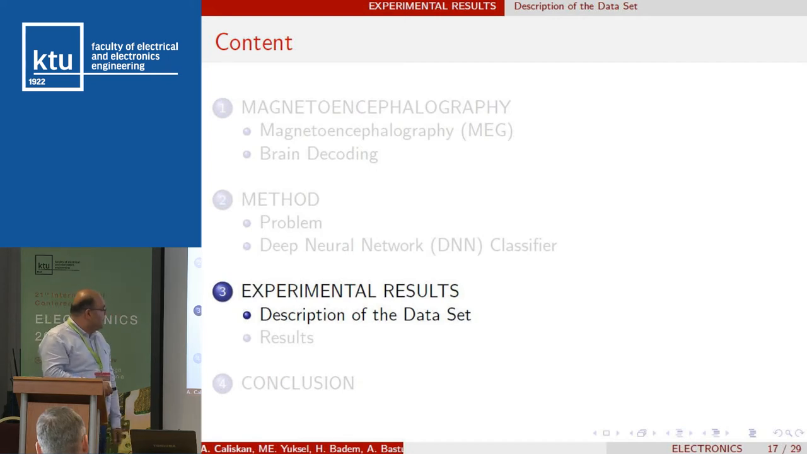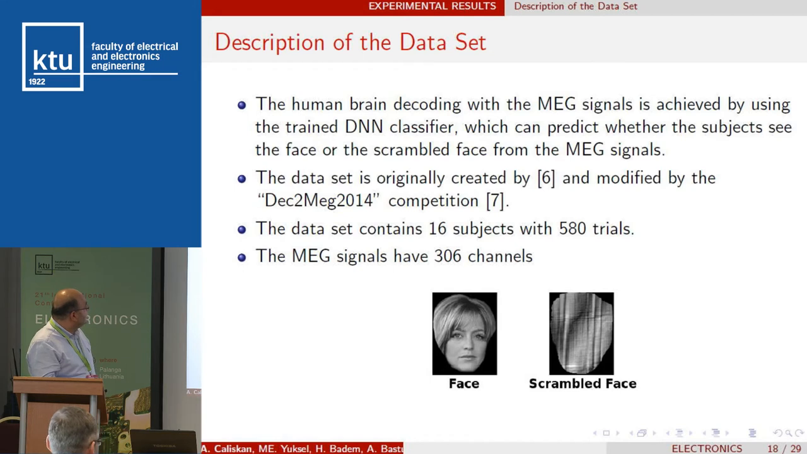The next section is experimental results. Human brain decoding with MEG signals is achieved by using the trained DNN classifier. We try to determine whether a subject sees a face or a scrambled face. The data set was originally created and modified for the MEG 2014 competition. The data set contains 16 subjects, and as I mentioned before, MEG signals have 206 channels.